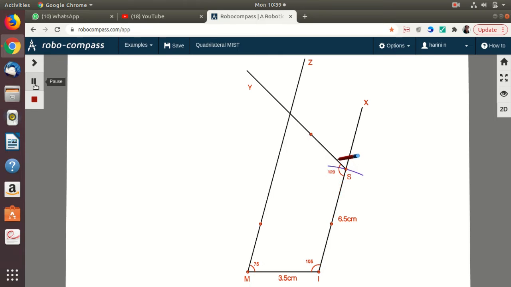Any doubts so far? No, ma'am. Okay, good. So this was the first construction which I wanted you to do. So now we will go back and write down what we have to do on the ruled side. Any doubt in the construction so far? No doubt. So we'll go ahead with our ruled side, what we have to write. So I'm coming back to the board.